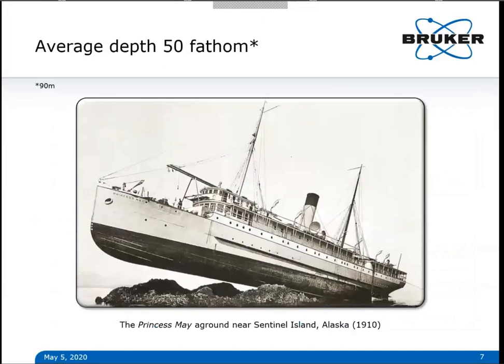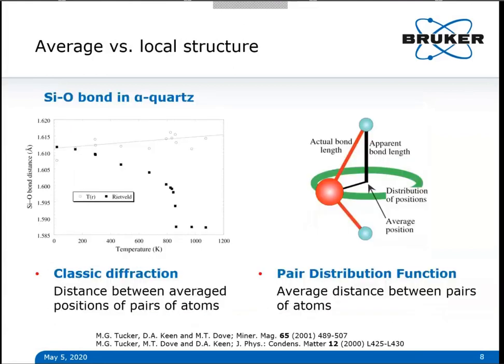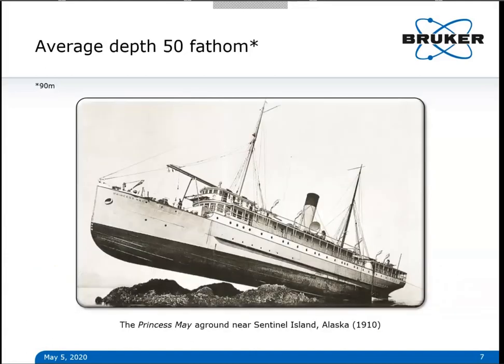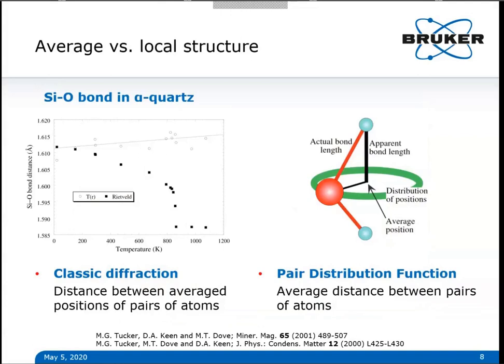Well, let's take a look at the ship here. If the navigator of the ship only relies on the average depth of a waterway, the ship may well run aground on a rocky outcrop, even if, on average, the water depth is much greater than the draft of the ship. Likewise in structure analysis, relying on the average structure only can be misleading when you try to understand the physical properties of a material.